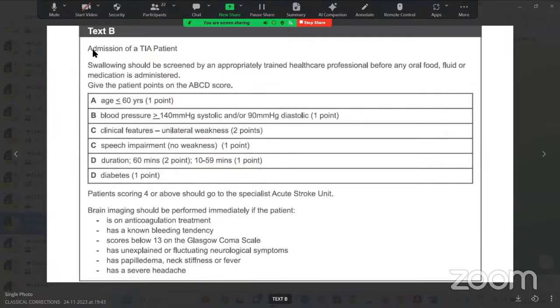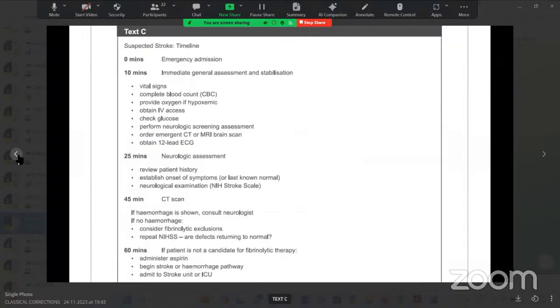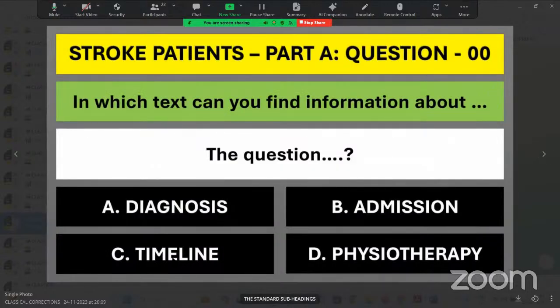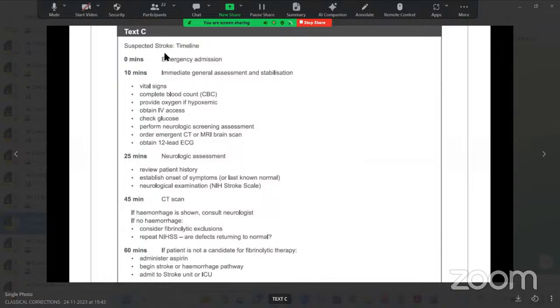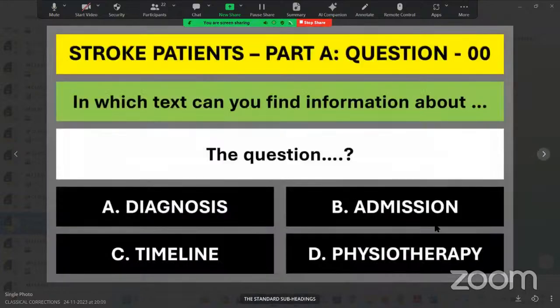Next, text B, admission of a TIA. That is how it came here. Text C, suspected stroke, timeline. That is how timeline came here. Then next D, physiotherapy for acute stroke patients. That's how D came, physiotherapy. So text A is about diagnosis, text B is about admission, text C is about timeline, text D is about physiotherapy.